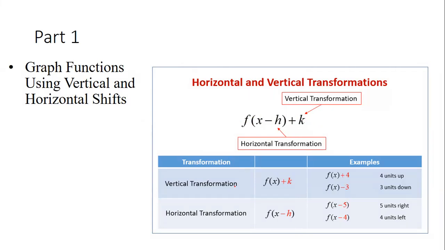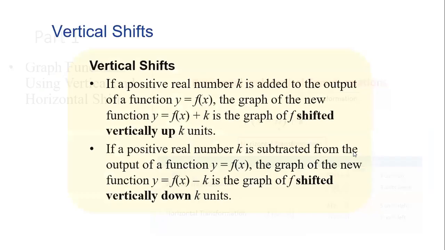So we're going to talk about vertical transformation and horizontal transformation. Vertical is telling you how much up and down you're going. Horizontal tells you how much left and right you're going to go. Got it? All right. So let's dive in a little deeper into what takes place when you have a vertical shift. If K is a positive real number, what that means is that you're going to be adding to your Y values. So f of x plus K is going to cause my graph to shift up K units.